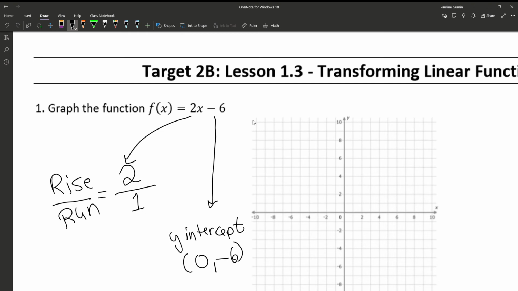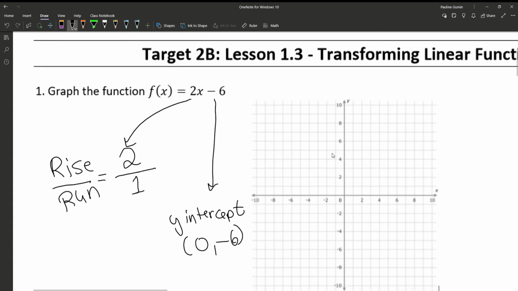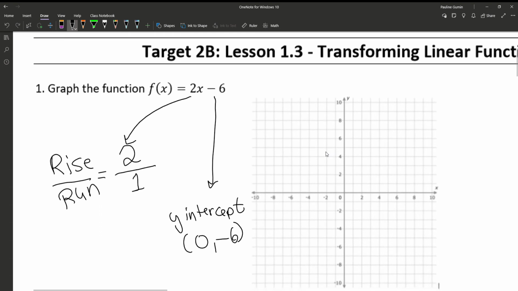The other piece of information that I get from this function is that minus 6. That minus 6 gives me the y-intercept of our function, and that is where we cross the y-axis. Let's graph it. So the first thing I'm graphing is my y-intercept. So I'm going to make a point on negative 6.